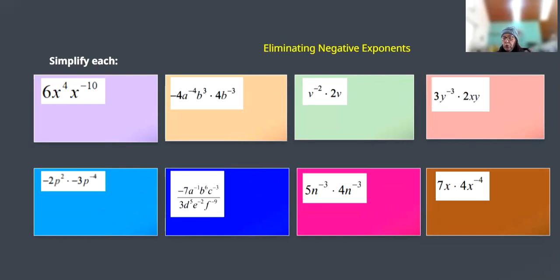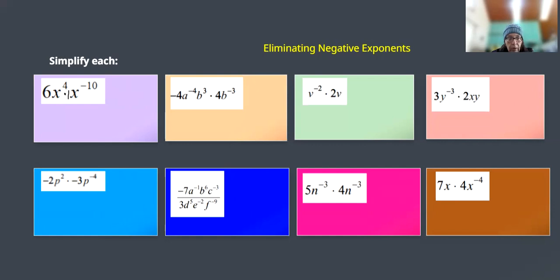So now we're going to put two things together. We learned the product rule for exponents, and we've learned about negative exponents. So we're going to put this all together and simplify some problems. So let's take a look at the first one. So that's 6 x to the 4th times, oops, I got to change my color here. I still have it in white, times 1 x to the -10th.